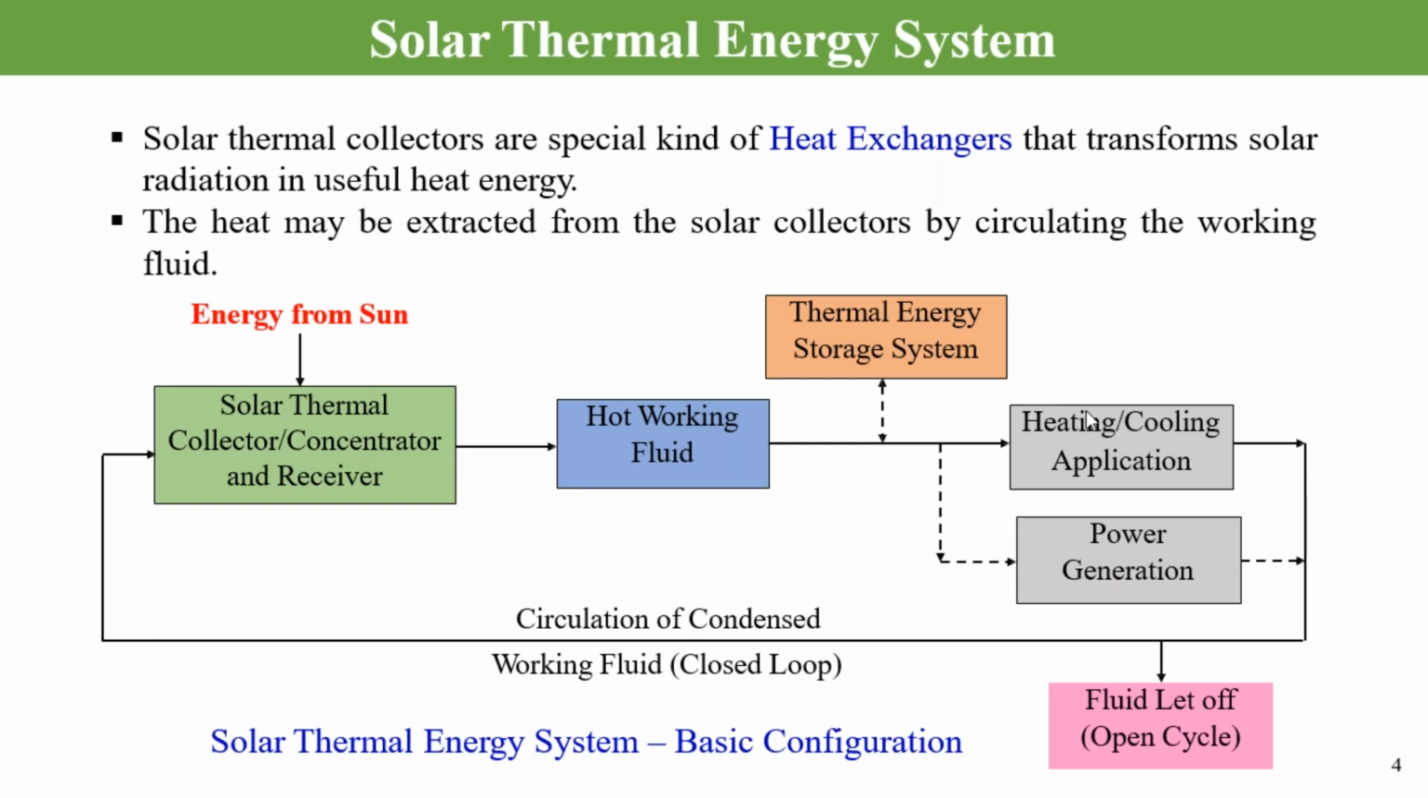we have this block diagram. From this block diagram, anyone can easily understand that we are getting energy from the sun, and this energy, this is the solar, and this energy is collected by a collector, or by the combination of collector and receiver.